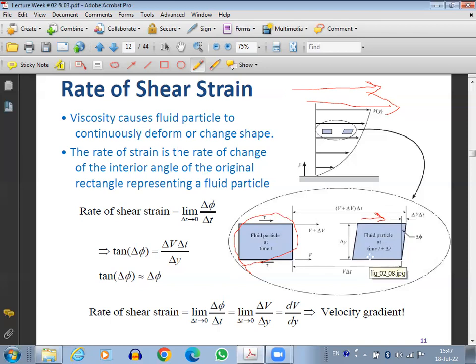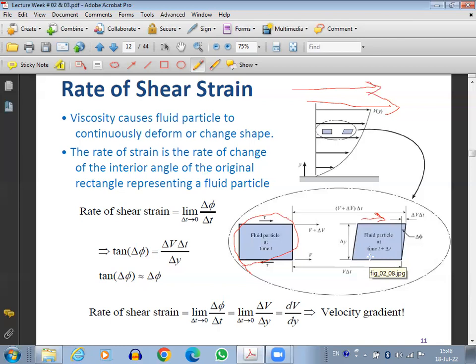And this deformation would be shear deformation or shear strain. I think you have taken the course of strength of materials, right? So you do understand the concept of stress and strain, normal stress, normal strain, and shear stress, shear strain. So what is shear strain? Shear strain is the angular deformation.